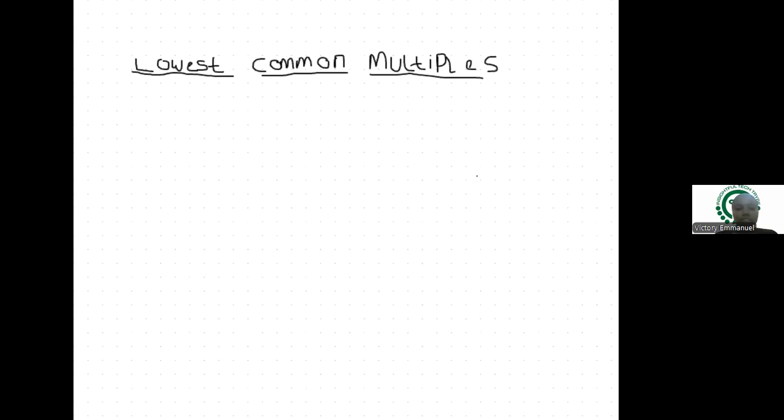So today I'll be teaching a very simple but important topic for my lower level year 4 students. It's called lowest common multiples, and for short, we usually call it LCM. Okay, very quickly, what is the meaning of LCM? LCM means lowest common multiples, and it's talking about multiples.